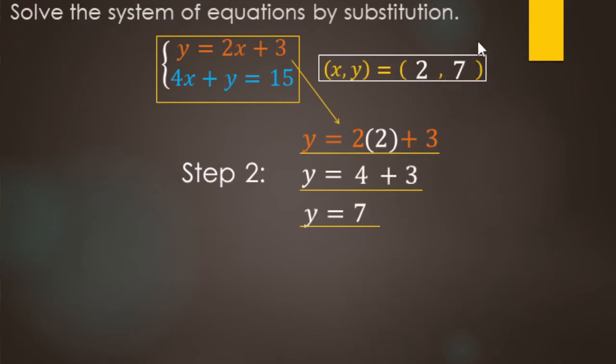And now we found the ordered pair that makes both equations true. It's 2 for the x, 7 for the y.